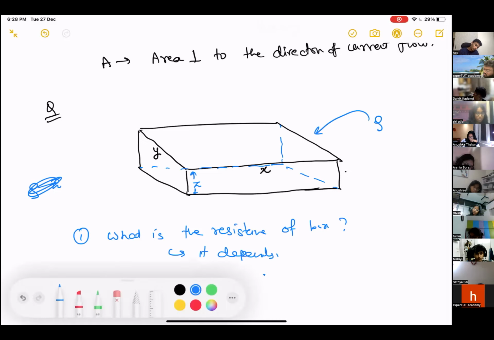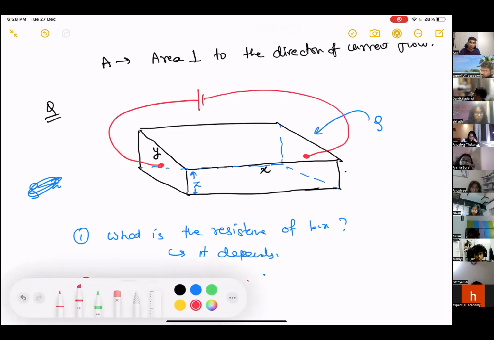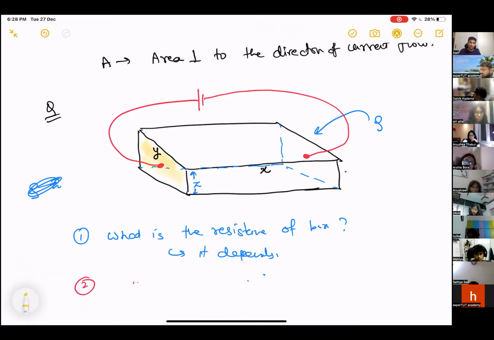Next question you write. Second, what is the resistance of the box when the battery is connected to this face and like this? So it is connected to which face? Which face will you call it? You will call this face, what will you give this name? ZY. YZ, okay? So it is connected to the ZY face.